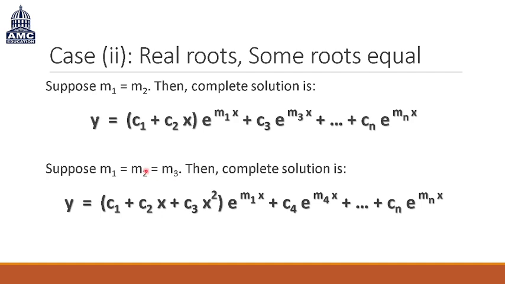And suppose m1 is equal to m2 is equal to m3, so let's say there are three real roots which are equal. Then the coefficient of e to the power m1x becomes c1 plus c2x plus c3x squared, where again c1, c2, c3 are constants. And from m4 onward, if all of those roots are different, the expression remains the same as in case one, where all the roots were real and distinct. So this is case 2.